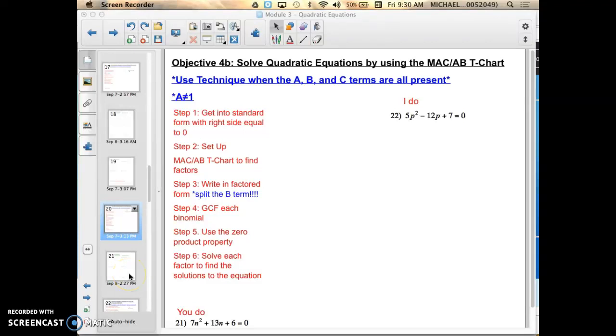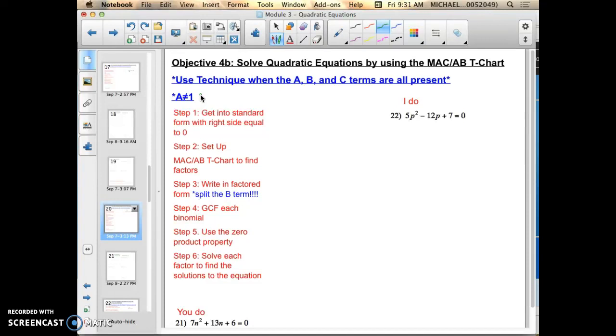Alright, the second half of the objective of solving quadratic equations by using the MACAB T-chart involves quadratic equations where the A term is not 1, if you notice right here. So this is the difference between the video you just watched and this video you're about to watch. It's still the same thing. You use this technique, the MACAB T-chart, when all the terms A, B, and C are present, but the only difference is when the A term is not 1. If you notice in this case, the A is 5.